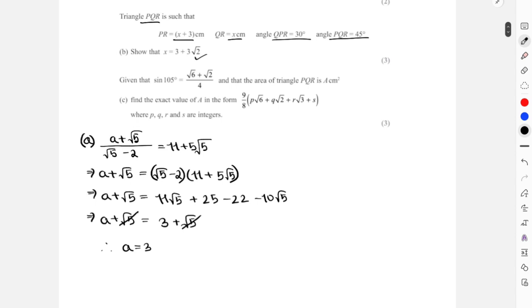Now it says that given that sine 105 is this value and the area of the triangle PQR is A. Okay, 105, 180, 45 and 30. Right, the other angle, the angle R was 105. Okay, and they have provided you with the value for angle R. We need to find the exact value for A, where p, q, r and s are integers.